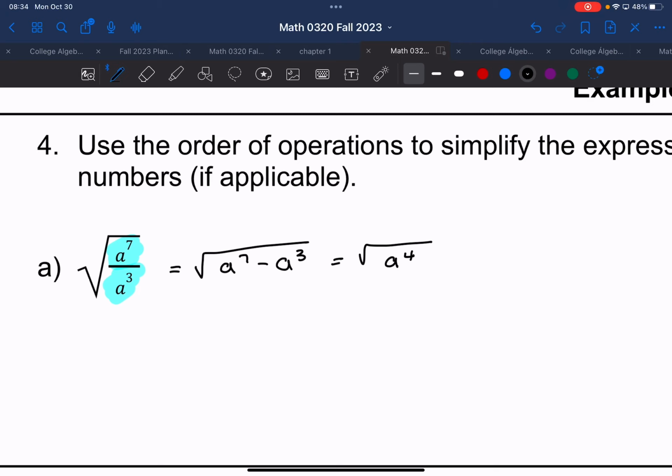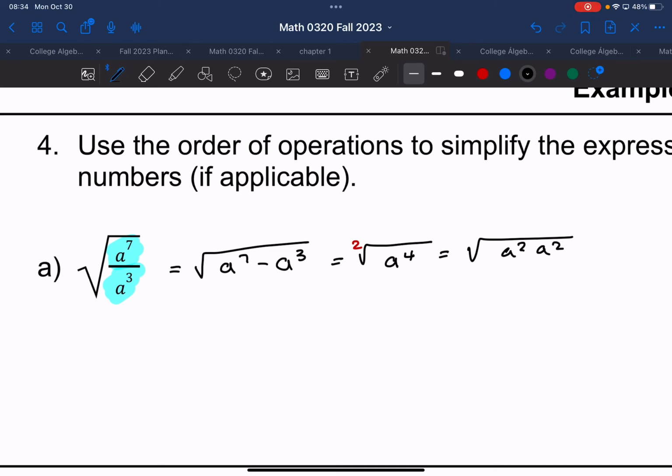A to the 4th. Since we want to get pairs of 2's, because this is the square root, we could write that how? Square root of what? A squared times a squared, because a squared times a squared is a to the 4th. We add the exponents when we're multiplying.